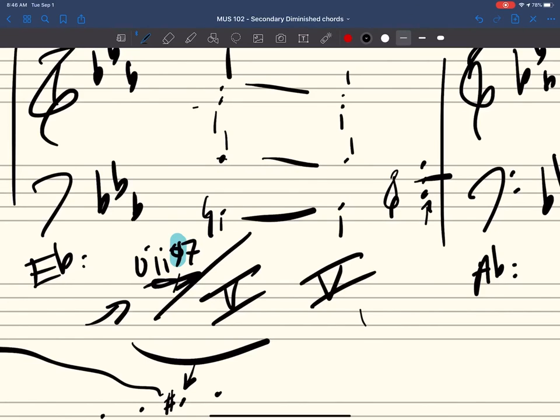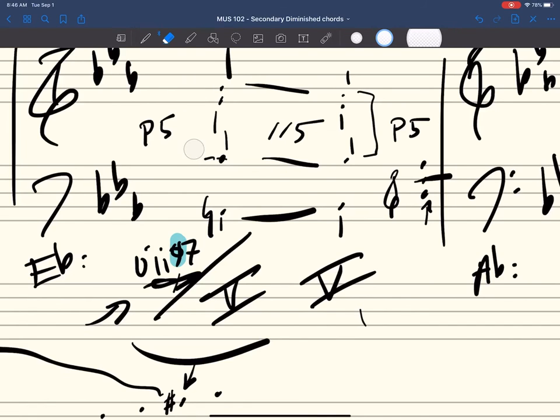The problem is you create parallel fifths. This is actually parallel fifths. That's a perfect fifth, and that's a perfect fifth. So we've broken a rule here. The reality is, like I said, you rarely see this progression like this.